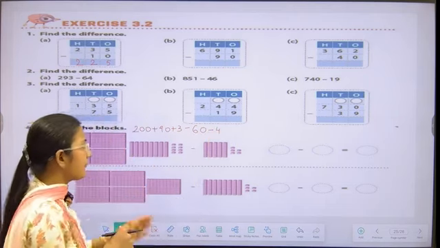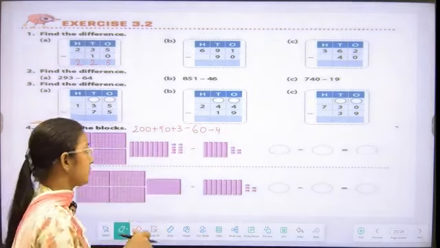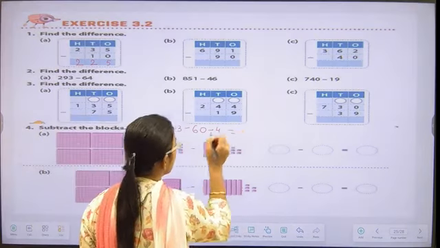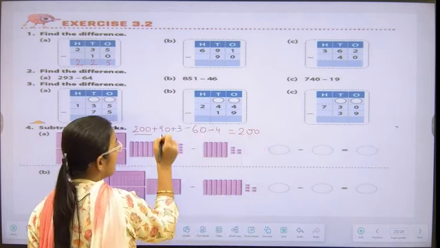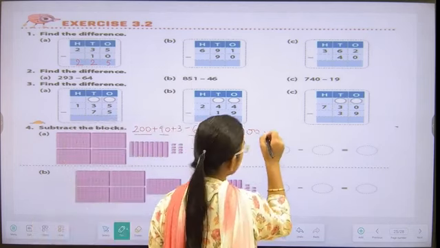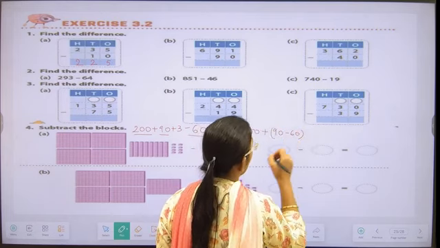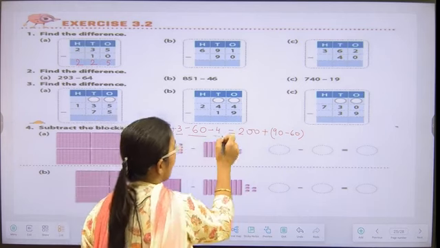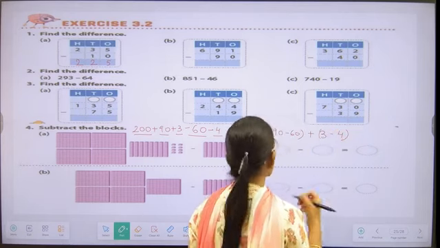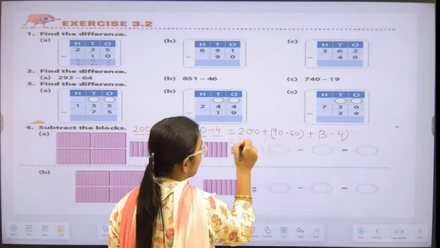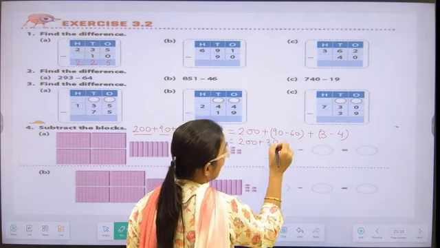Now what we have to do? We have to subtract 100 block by 100, tens by tens and ones by ones. So what I'm getting over here, student? 200. Now 9 tens with 6 tens. Now we have to subtract 3 ones by 4 ones. So students, what I'm getting? I'm getting 200, and 9 tens minus 6 tens, we are getting 3 tens.